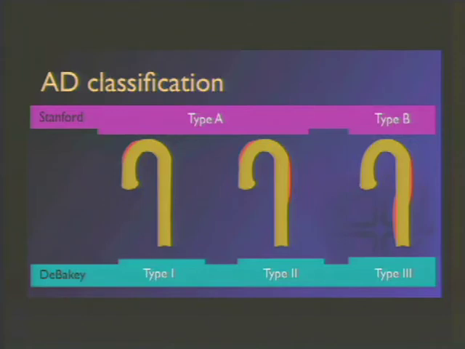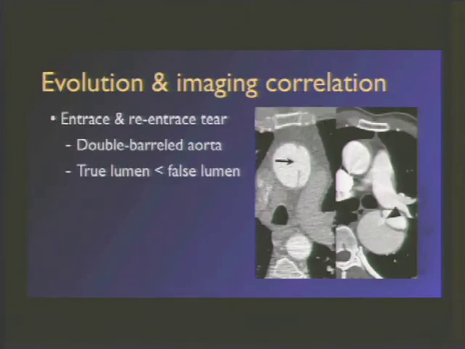We all know what the classification for aortic dissection is. You can stick to whichever one you use with your surgeon. I personally use the Stanford. Basically, what you need to put in your report is whether it is affecting the ascending aorta or not. Very briefly, let's talk about the evolution of aortic dissection and the imaging manifestation of that evolution.